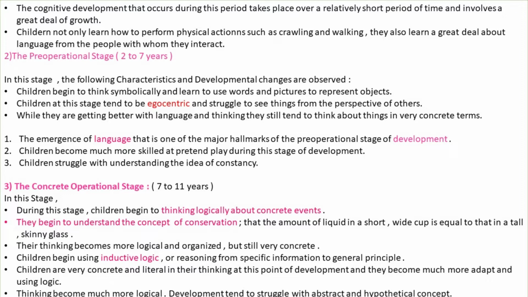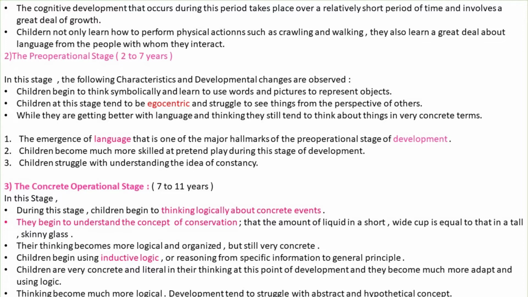The pre-operational stage, 2 to 7 years. In this stage, the following major characteristics and developmental changes are observed. Children begin to think symbolically and learn to use words and pictures to represent objects. Children at this stage tend to be egocentric and struggle to see things from the perspective of others.